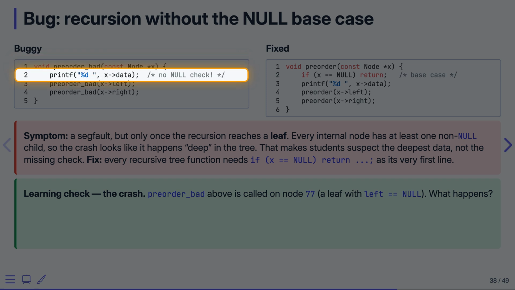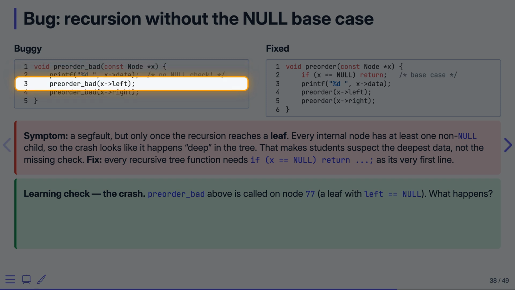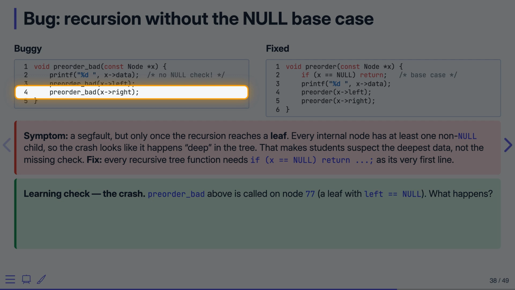The buggy version starts by printing X arrow data. It reads from X right away. It never checks if X is null first. Then it calls itself on X arrow left. It also calls itself on X arrow right. Sooner or later one of those children is null, and we still try to read from it.